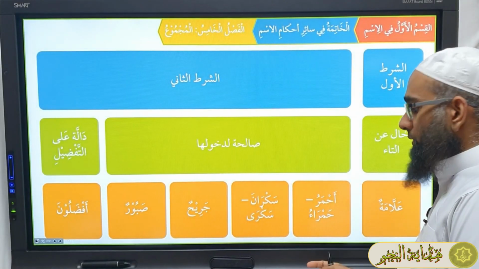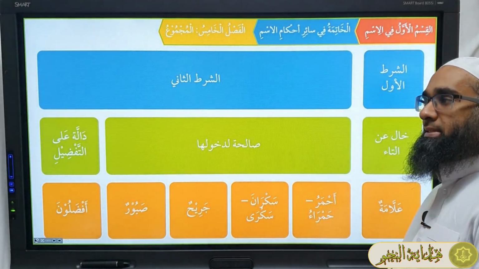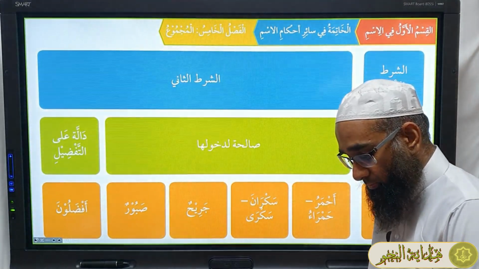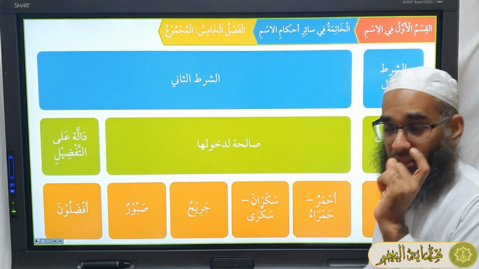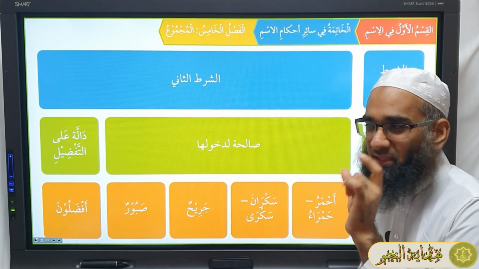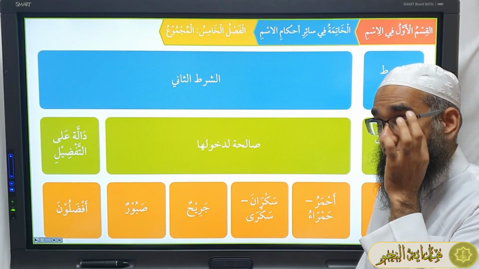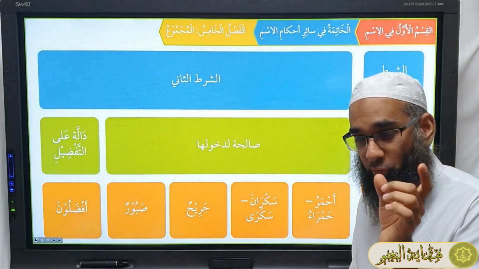Understood? Bismillahir Rahmanir Rahim. Nahmaduhu wa nusalli ala rasulihil kareem. So yesterday we were discussing the Jam' Mudhakkar Salim. One thing we mentioned was that the Jam' Mudhakkar Salim can only be used for yakhtassu bi ulil ilm, those rational beings, human beings, which are male. It can only be used for those.